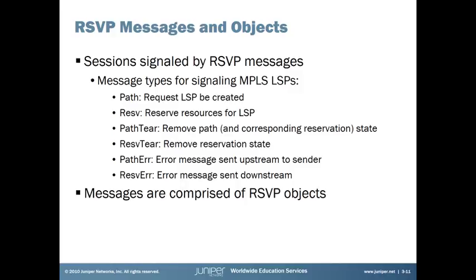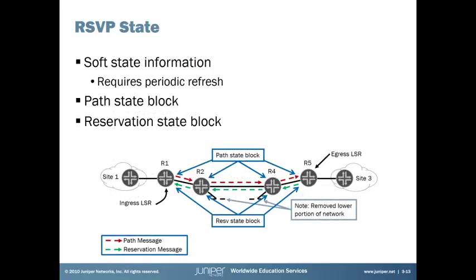So these messages are comprised of RSVP objects. The state is a soft state, so it requires periodic refresh to keep it alive. We have information contained in a state block, a block of information, and a reservation block. A state block is just a little chunk of information that is stored within the router. That is called a path state block, and we have a reservation state block.